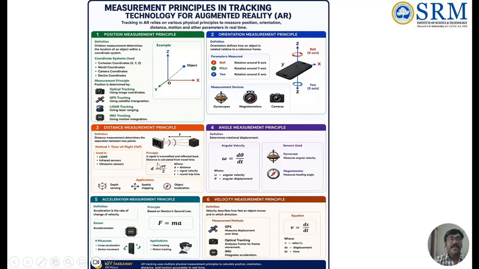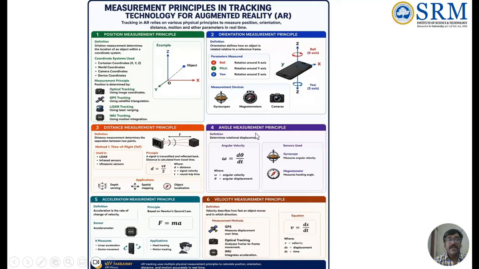The principle behind this is that a signal is transmitted and reflected back. Distance is calculated from the travel time. So d equals vt by 2, where d is the distance, v is the signal velocity, and t is the round trip time, indicating depth sensing, spatial mapping, and object localization.